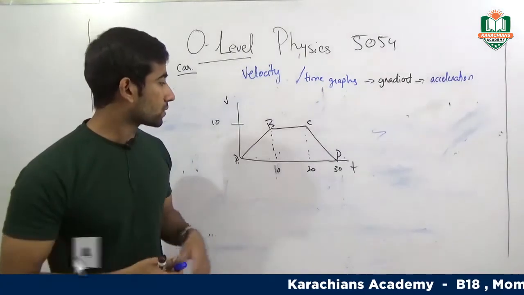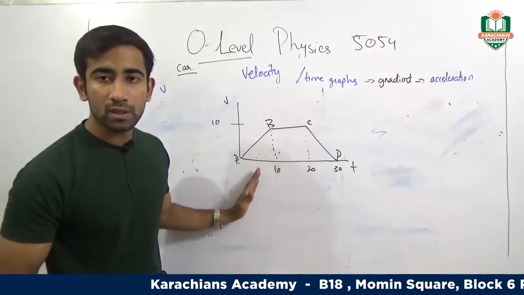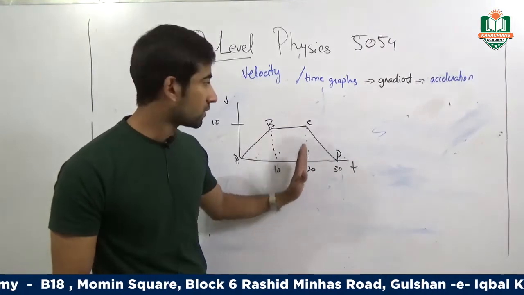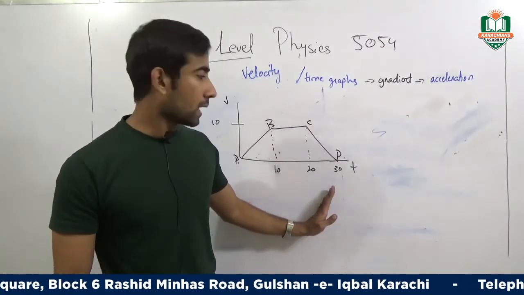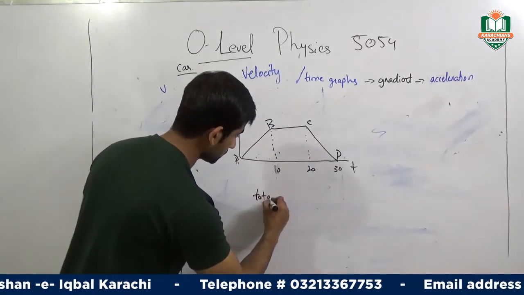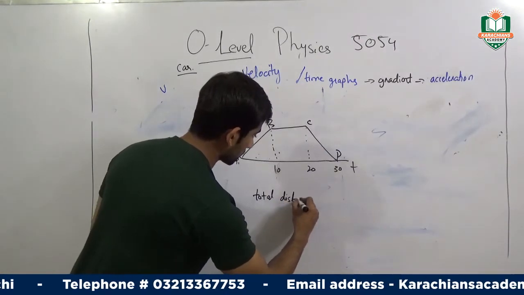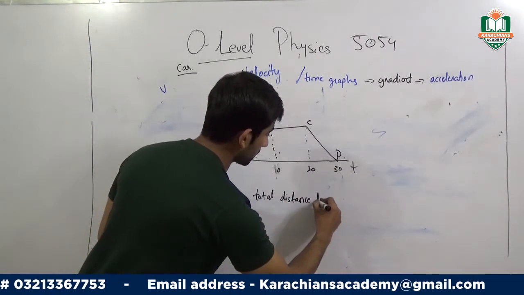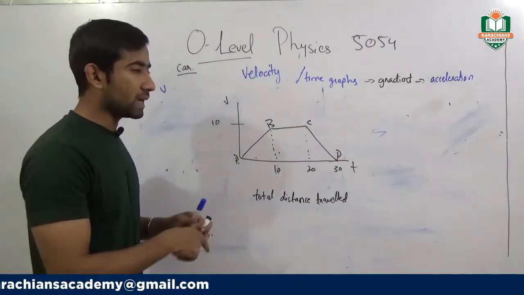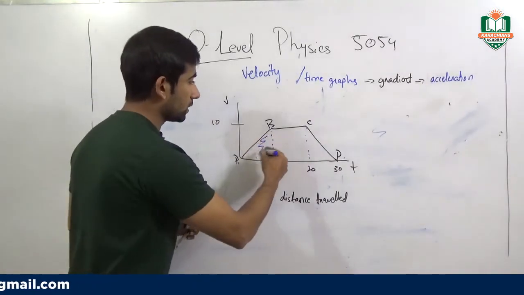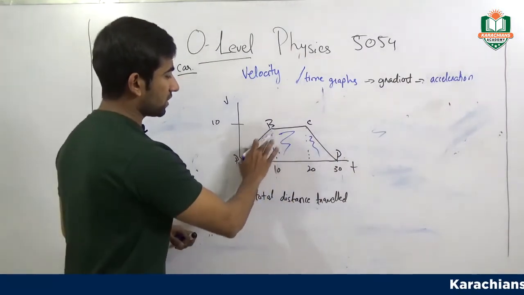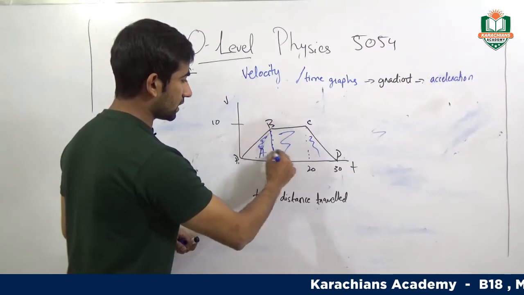So there are three main components in which from A to B the car is accelerating. From B to C there is no acceleration, the car is moving at a constant velocity, and from C to D the car is decelerating, and we can easily find the total distance traveled. So total distance traveled will be the area under the curve. Area under the curve of AB, area under the curve of BC, and the area under the curve of CD. The easy way is that we can divide it as A area, B area, and C area.